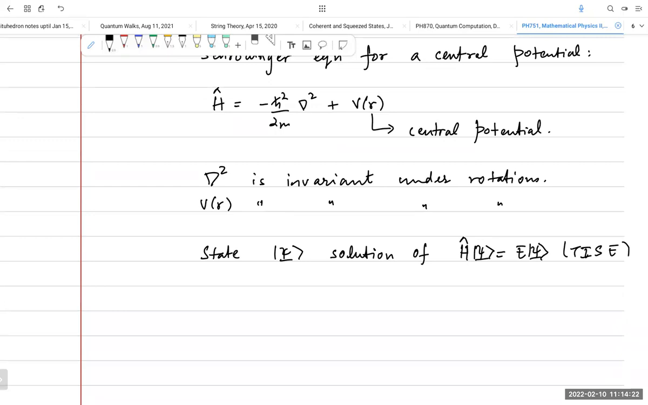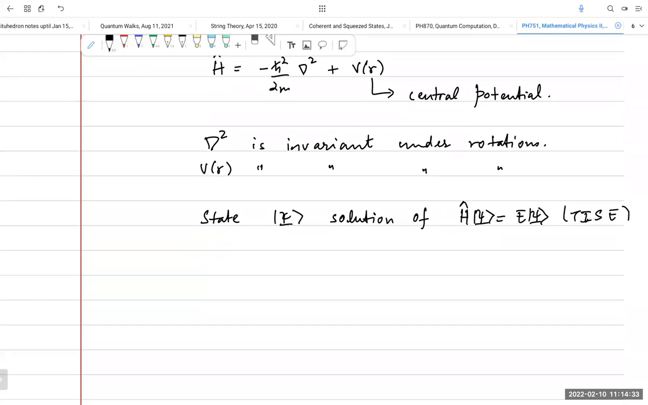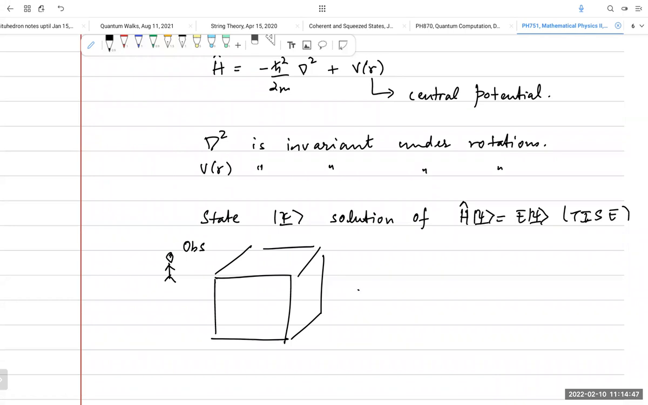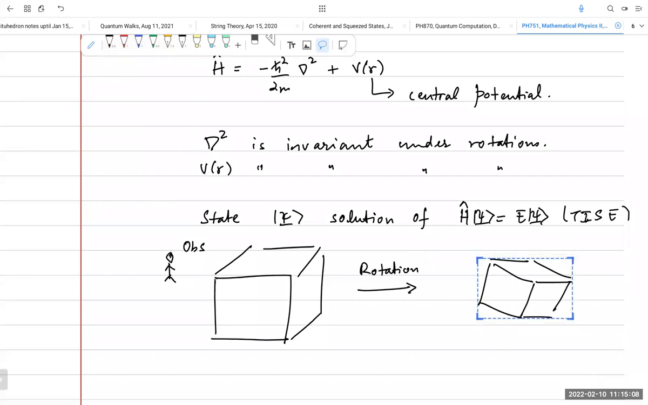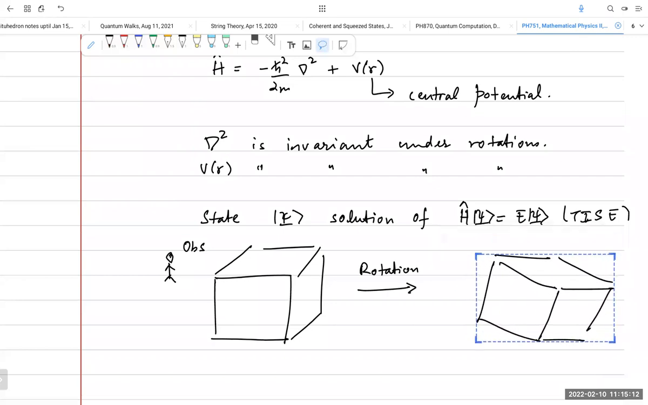Now, how would I describe the effect of a rotation on this state psi? I have my system, let's say it's in a box, and I have my observer. What this observer does is perform a rotation of the system. So my box is rotated, and not scaled.